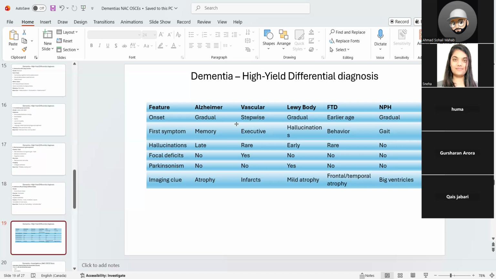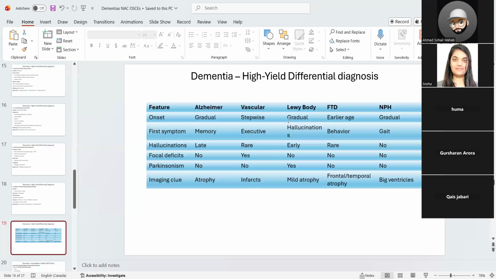In vascular dementia, the onset or the progression is stepwise. Initially they have executive dysfunction. Hallucinations are rare in vascular dementia, and they usually have focal deficits. They may not have any Parkinson features. And imaging clue, it may show infarcts.